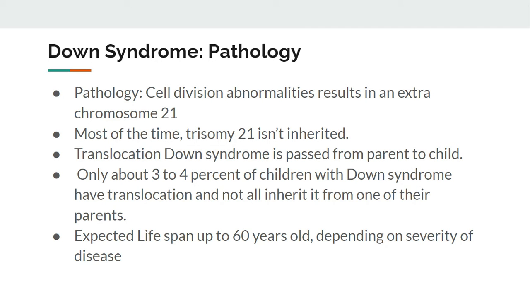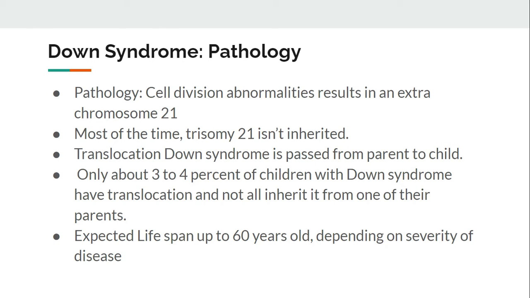Here you can see the pathology of Down syndrome. The cell division abnormalities result in an extra chromosome 21. And most of the time, trisomy 21 or Down syndrome isn't inherited, but translocation Down syndrome is passed from parent to child. Translocation Down syndrome is a less common type of Down syndrome, where there's an extra piece of chromosome 21 attached to another chromosome. And so this delivers more genetic material to the new cell than is needed. And this is not very common.